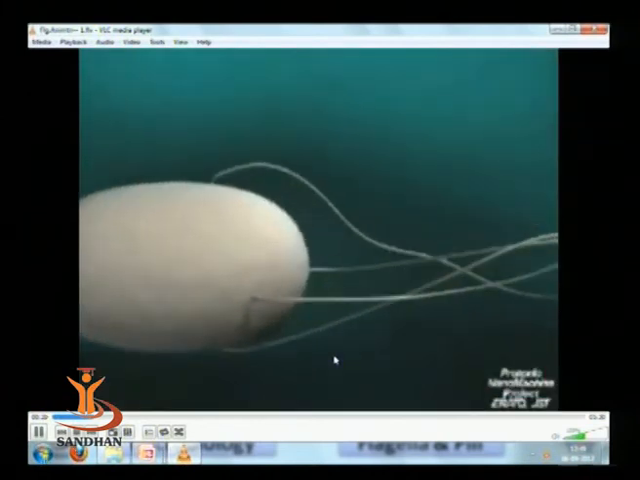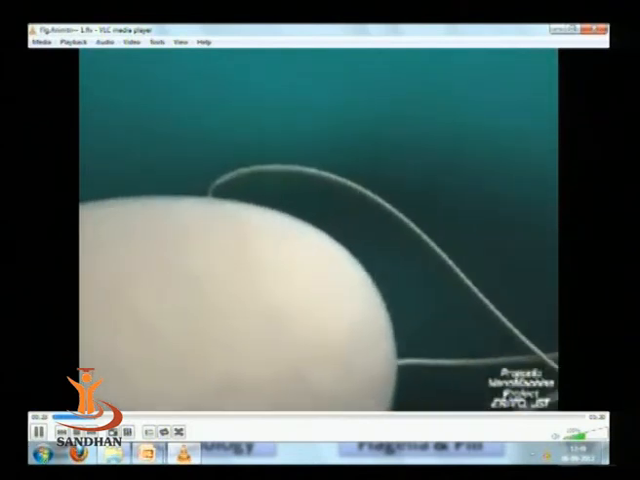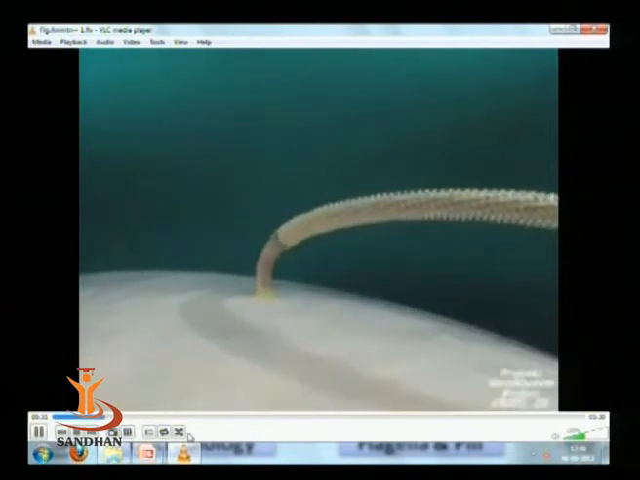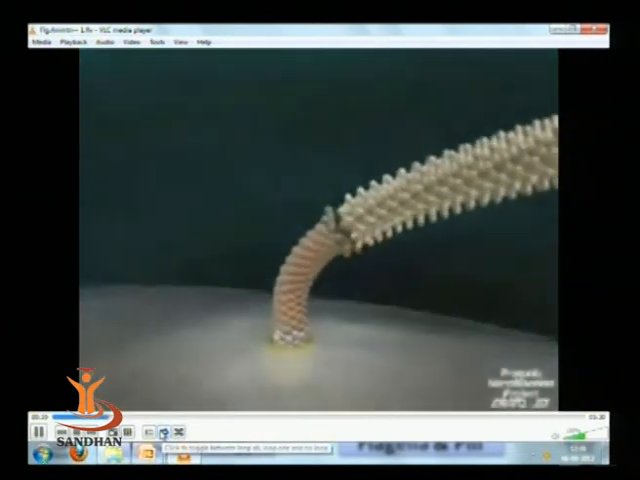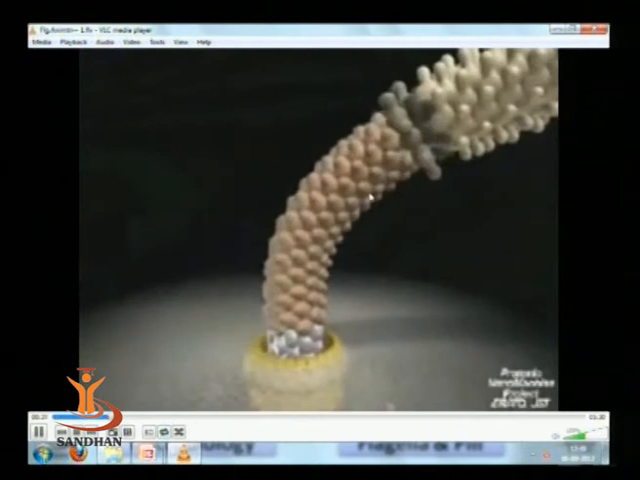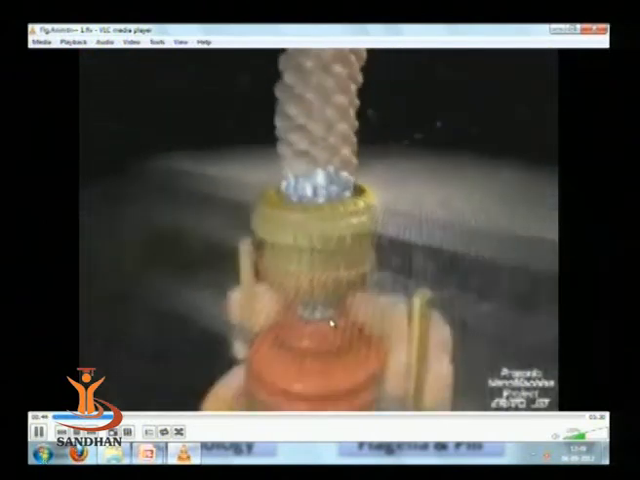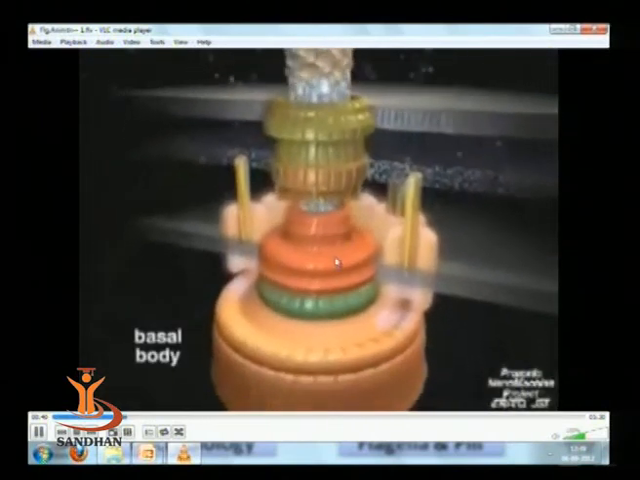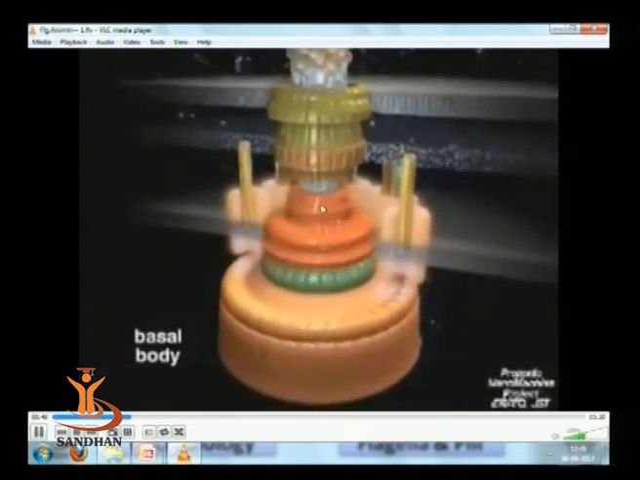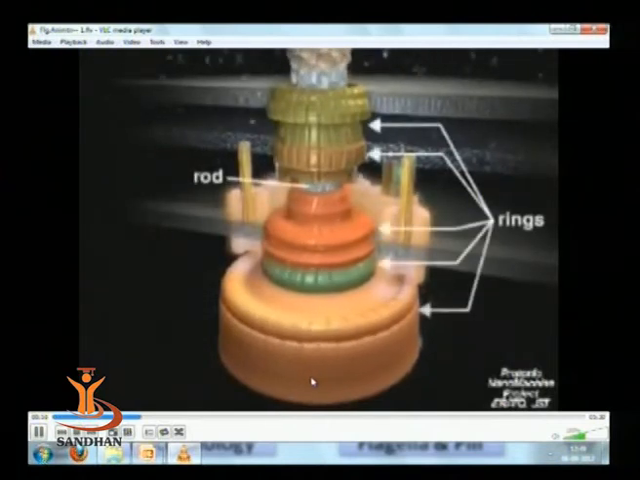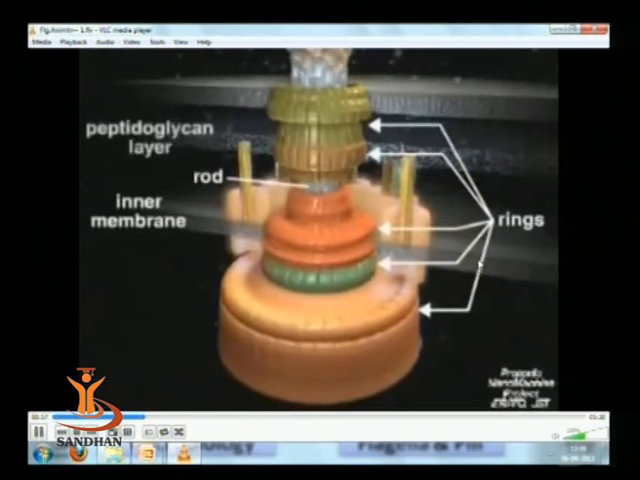Now look at this video very carefully. This is an animation actually. Look. This part is the hook. This is the filament, as the label itself suggests. And as we move down, you can see all four discs, the basal body structure. The basal body, you can see, has started rotating the rings as depicted here.